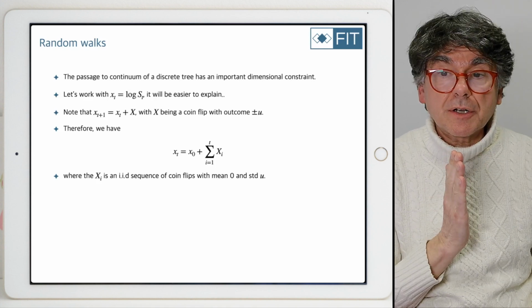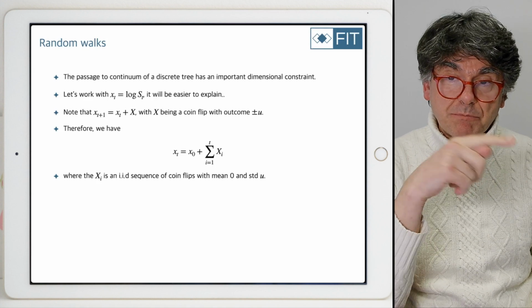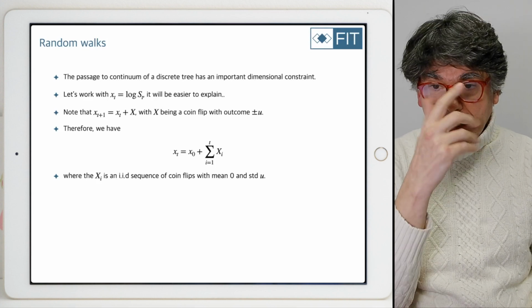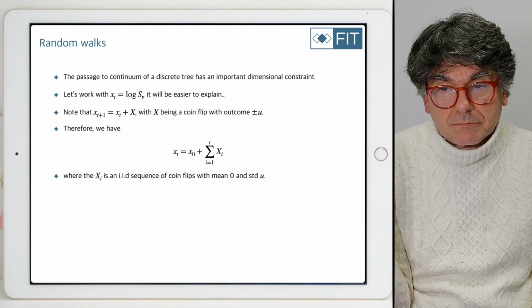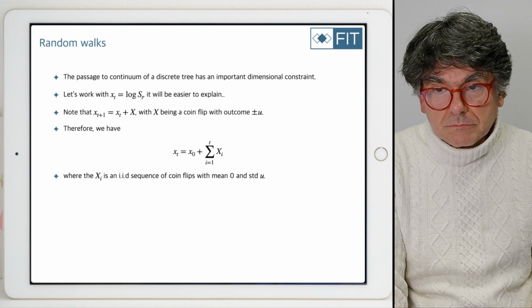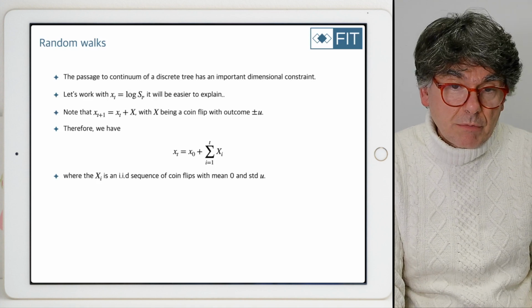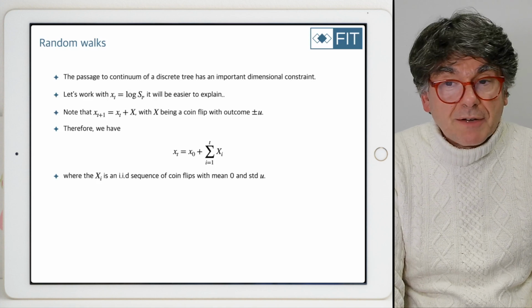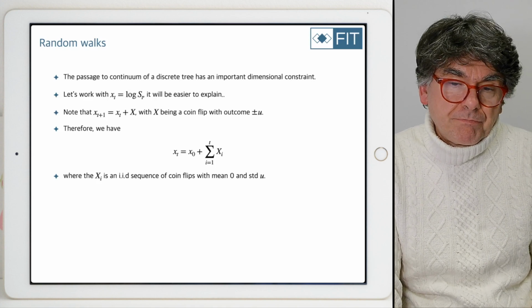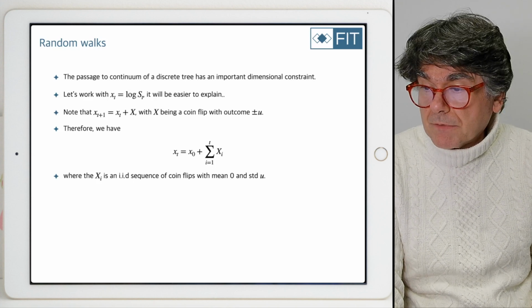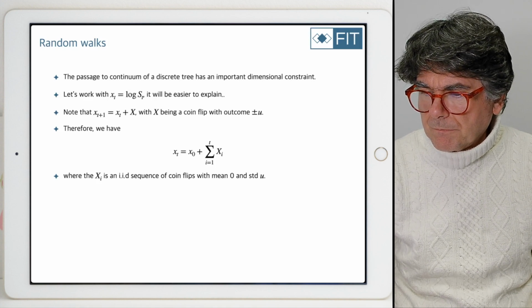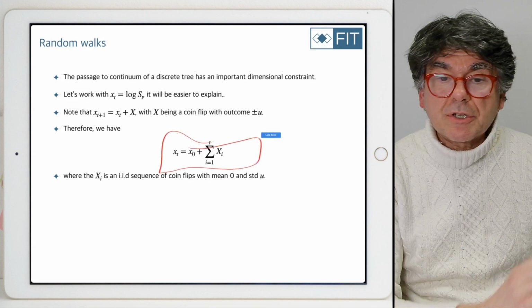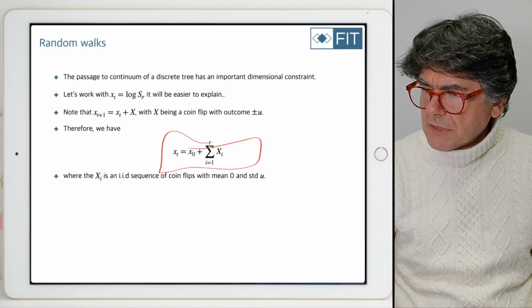What I've done, I've taken logarithms so that the multiplication of the stock, this geometric equation, turns into an arithmetic equation. That's all I have done. I'm modeling the logarithm of the stock. The stock is never negative, so I can always take the logarithm. Okay? And this is the expression that we have. This expression is the key. What does this expression do?